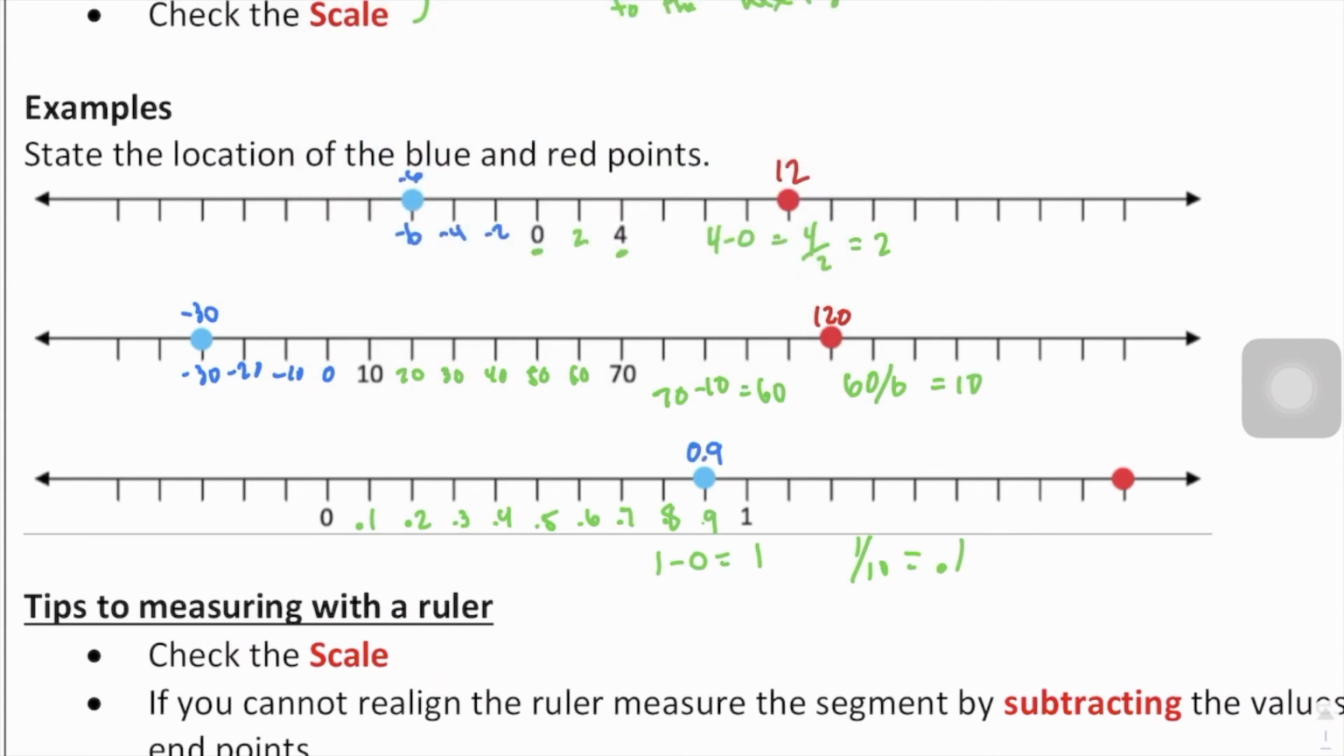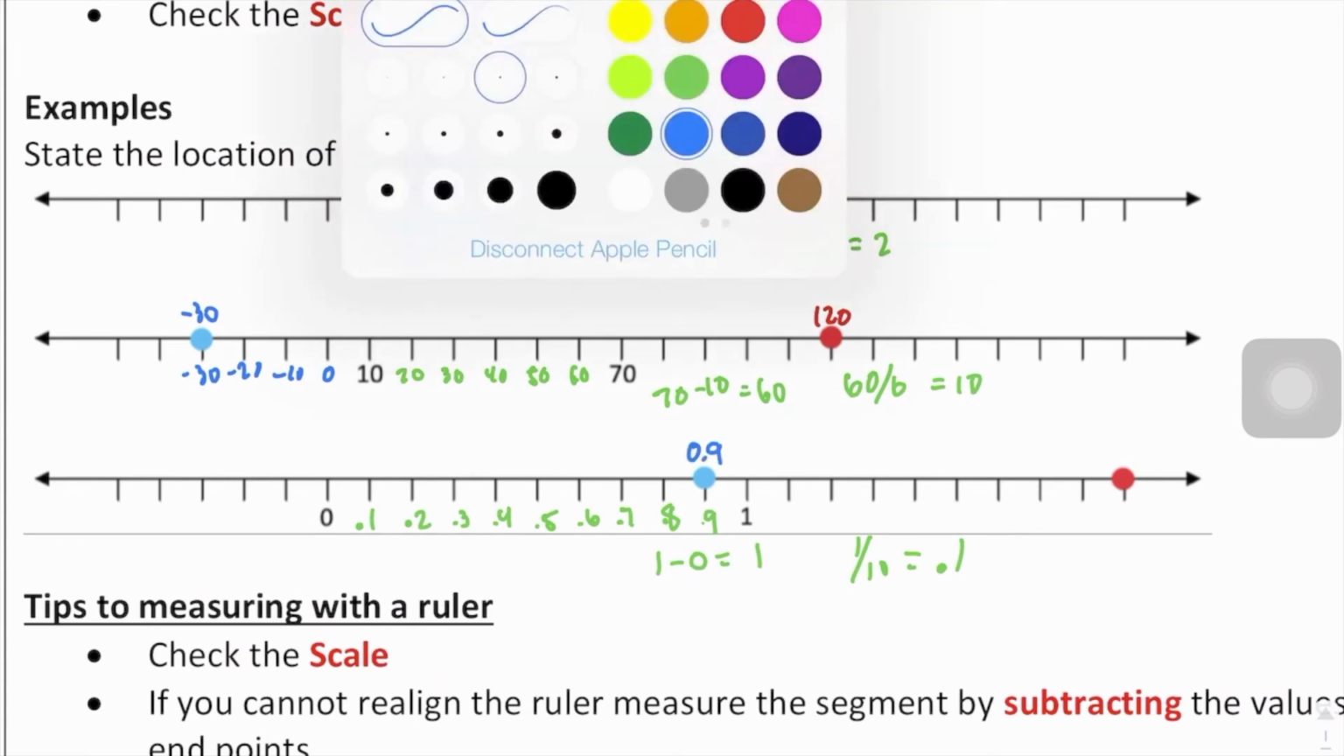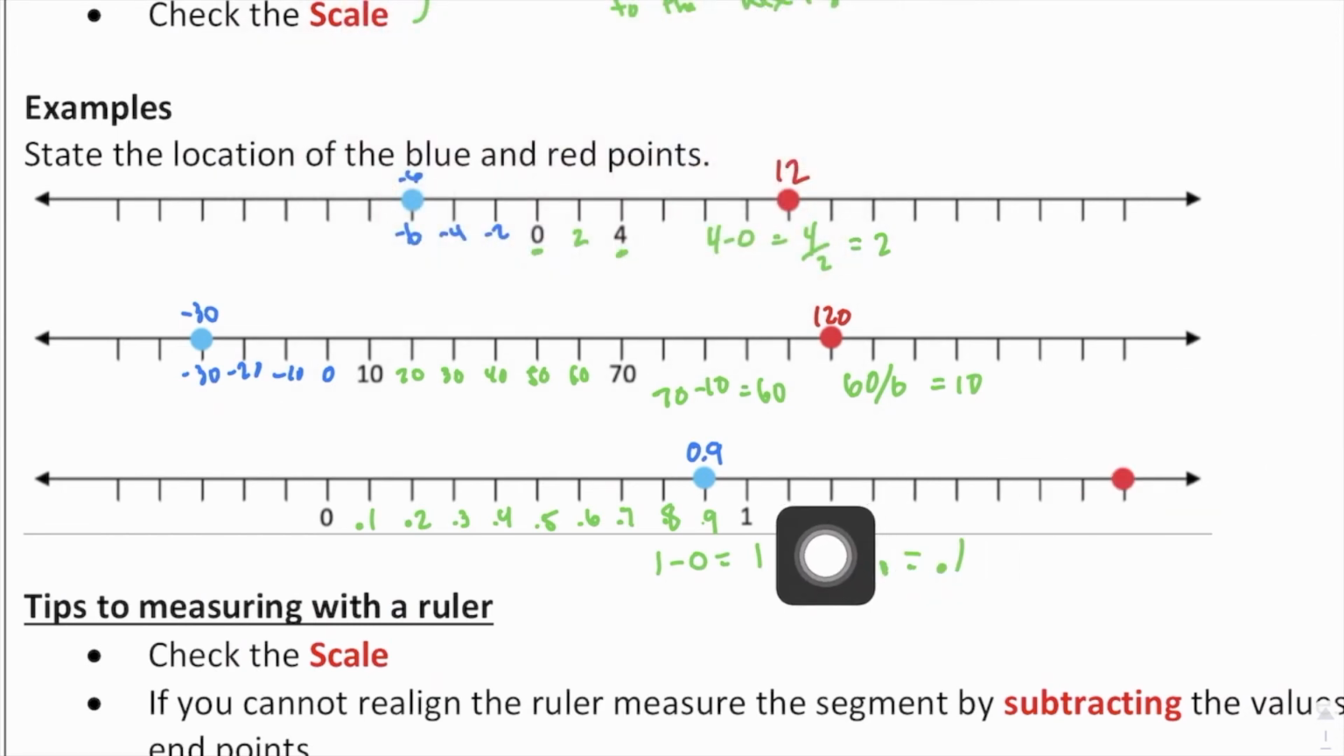To figure out that red point, we already had a whole 1, so it's 1.1, 1.2, 1.3, 1.4, 1.5, 1.6, 1.7, 1.8, 1.9. So 1 and 9/10.